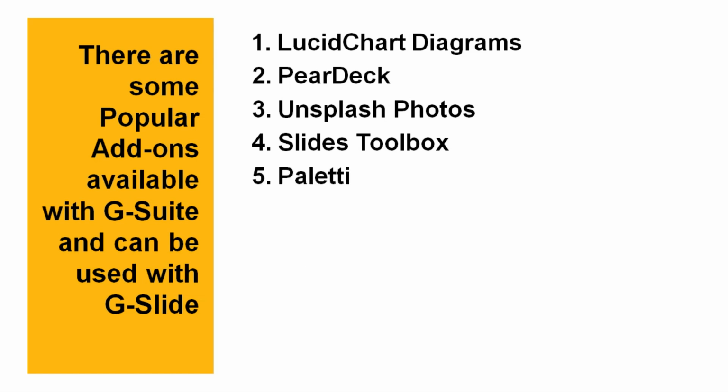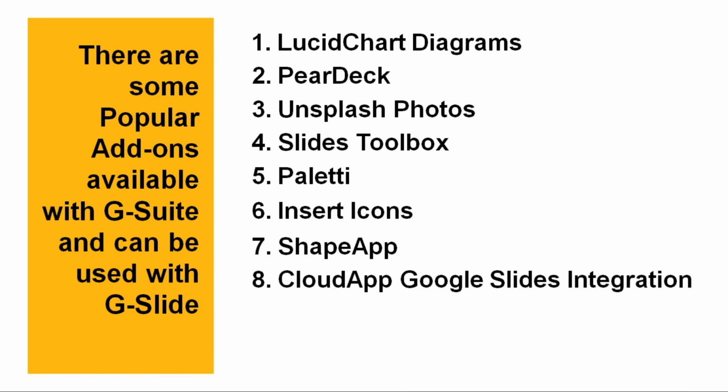Fifth is Palette. It is so easy and simple to use. It lets you change the color of your slides and comes with 200 unique palettes. Sixth is Insert Icons. It consists of various useful icons, more than 1800. Then Shape app. It is used to create and manipulate shapes by inputting parameters. Cloud app Google Slides integration is mostly used for editing videos and images on Google Drive.